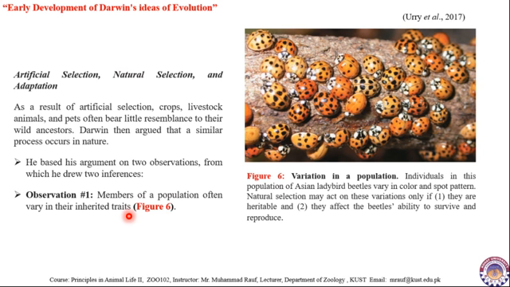Here basically what it means, if you analyze that observation one in light of the current knowledge, then we can say that different alleles exist for determining a trait, and these alleles determine this trait to varying degrees.